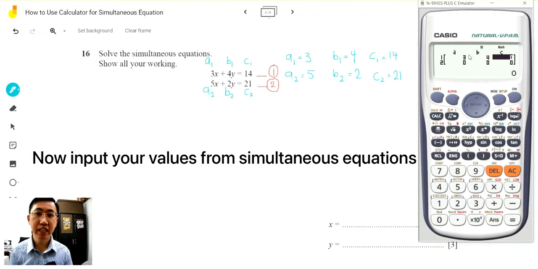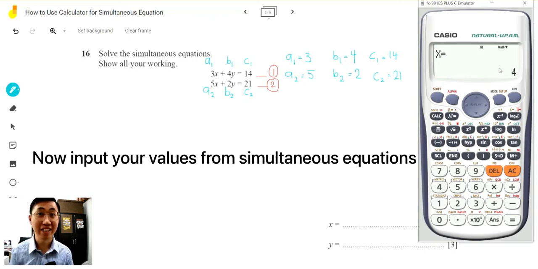And finally, click on C. So C is here, 14. I'm going to put 14 and press equal. So they will hop onto the second row. So second row, you just follow the second equation here. A is actually 5. B is 2. Lastly, C is 21. So I'm going to do that. Okay. So click on equal and there you go.